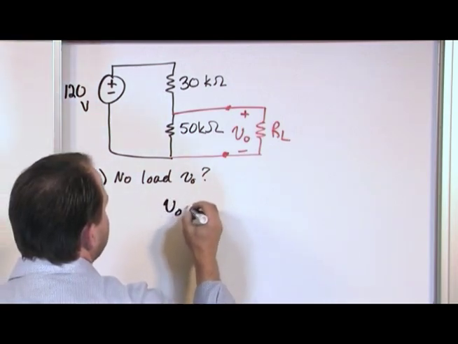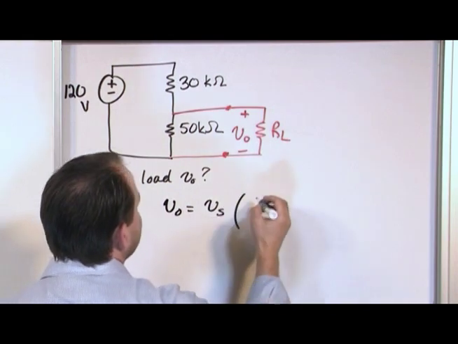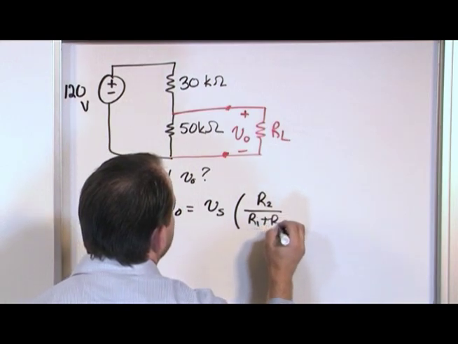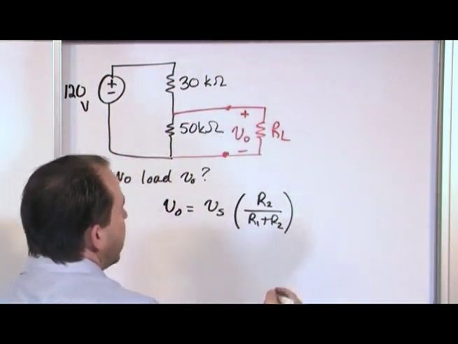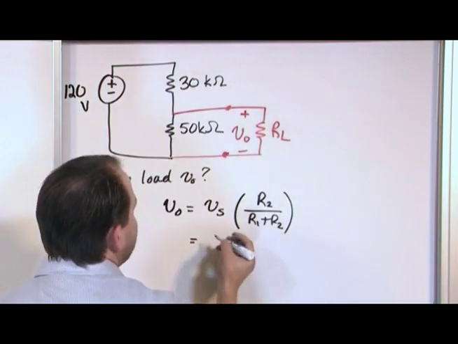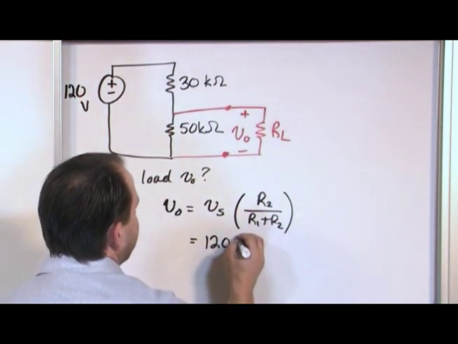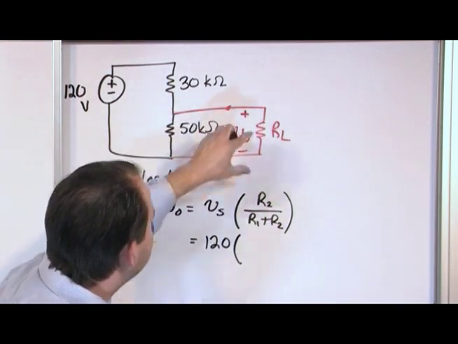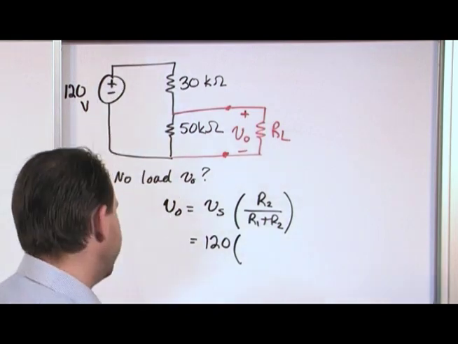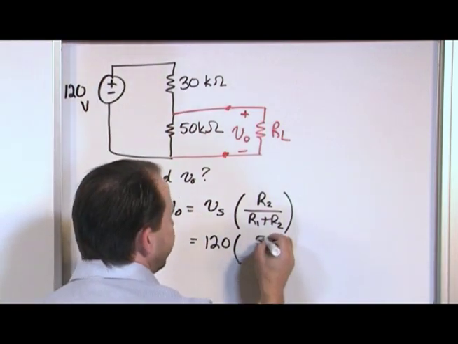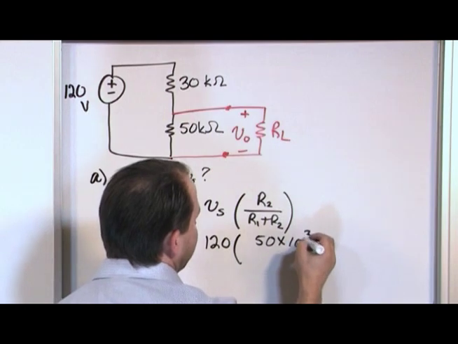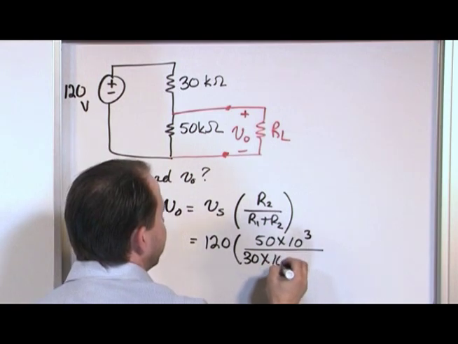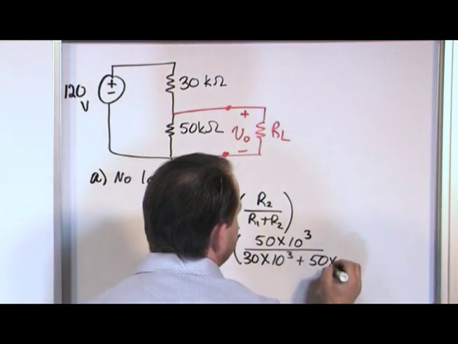So V naught is equal to the source voltage times, in this case, R2 over R1 plus R2. I'm just kind of saying this is R1 and R2. We can think of it however you want. But what you have here, V sub S, that's 120 volts. The resistor in question is the one you're putting there. It's basically the resistor you're tapping off of divided by the sum of the two resistors. So here I have 50 kilo ohms. Don't put 50, put 50 times 10 to the 3, because that's kilo ohms. On the bottom, it's R1, 30 times 10 to the 3 plus 50 times 10 to the 3.